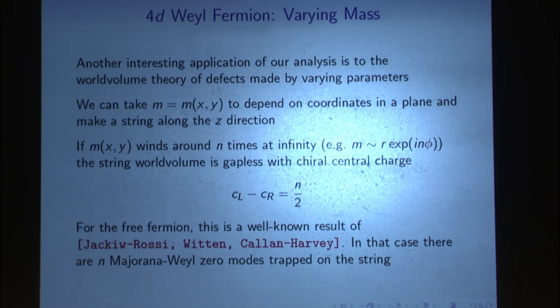And for a free fermion, this is a well-known result. In particular, since it's a free fermion, you can just solve the Dirac equation in the background of this position-dependent mass. And then trapped on the string, you find n Majorana-Weyl zero modes. And that's what gives rise to this formula.